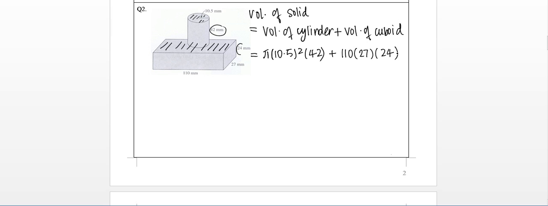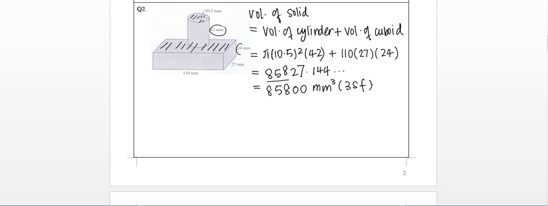If you enter this whole thing into the calculator, it will give you 85827.144 and the number goes on. What do I do? I round this off to 3SF. So 3SF are the first 3 figures here. Remember that this is 85,000. So therefore, when I round this off to 3SF, it is 85,800 mm³ (3SF).